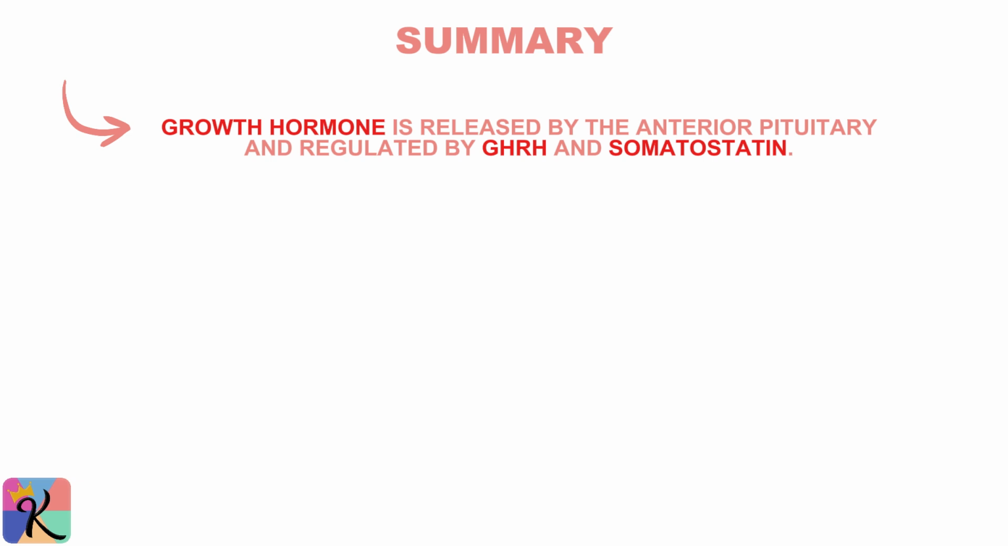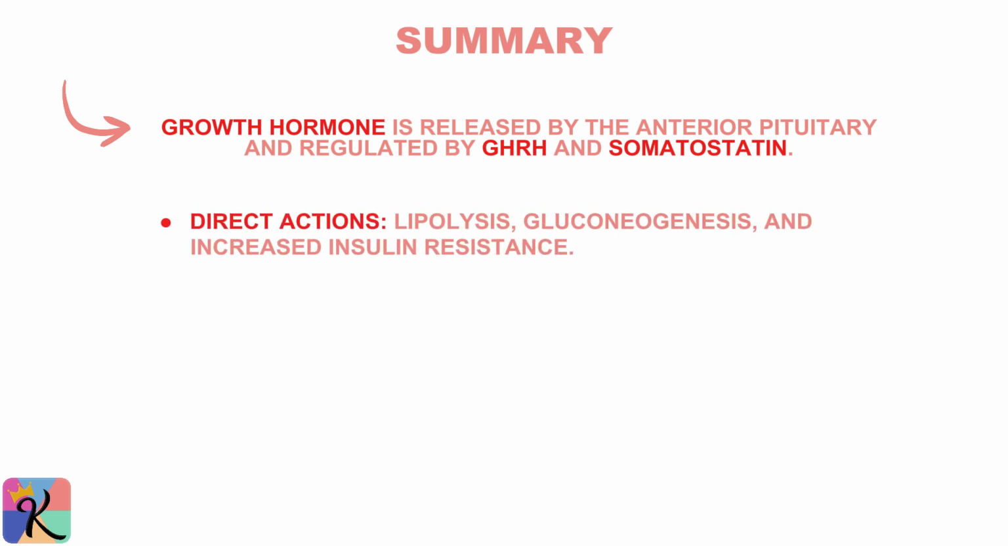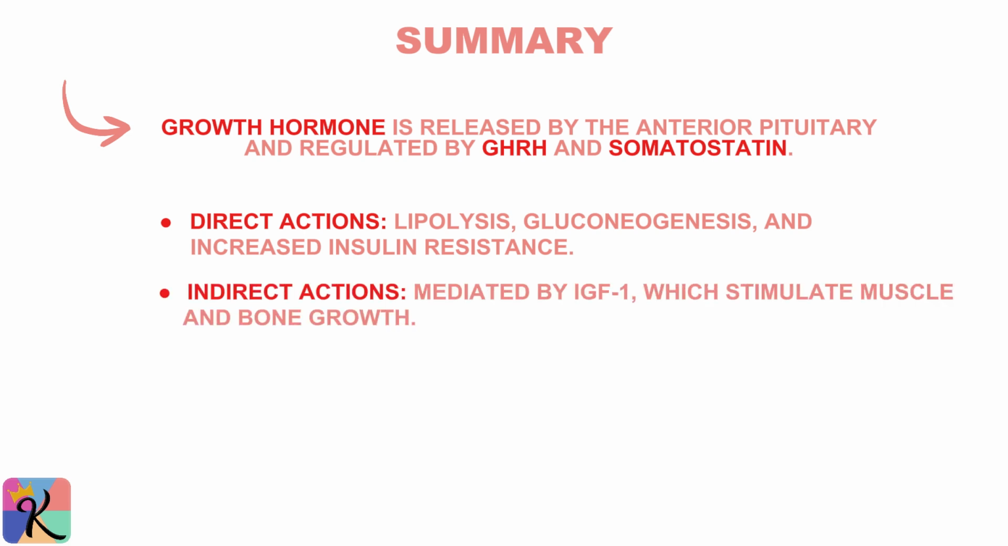To recap, growth hormone is released by the anterior pituitary and regulated by GHRH and somatostatin. Its effects include direct actions like lipolysis, gluconeogenesis, and increased insulin resistance, and indirect actions mediated by IGF-1, which stimulate muscle and bone growth. Together, these mechanisms promote overall growth, particularly during puberty.